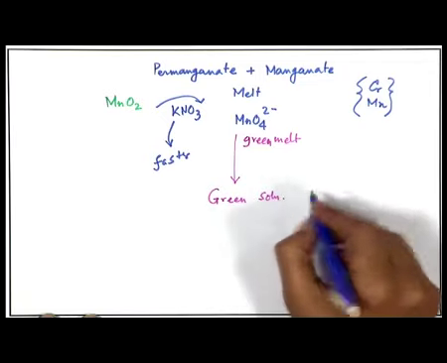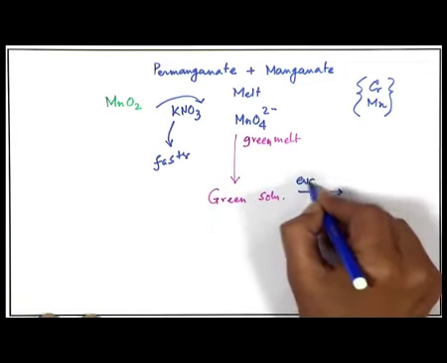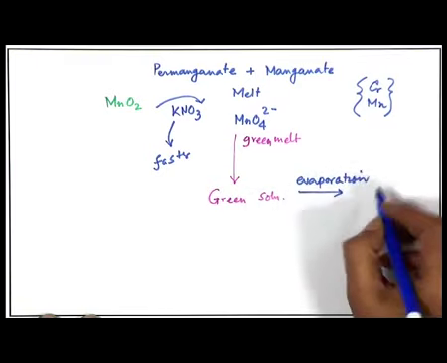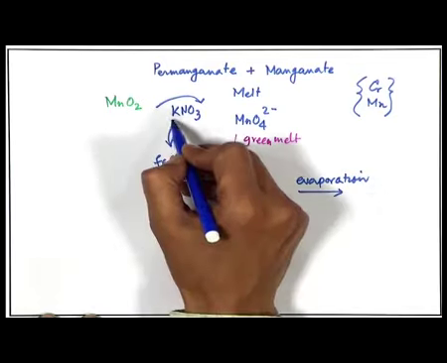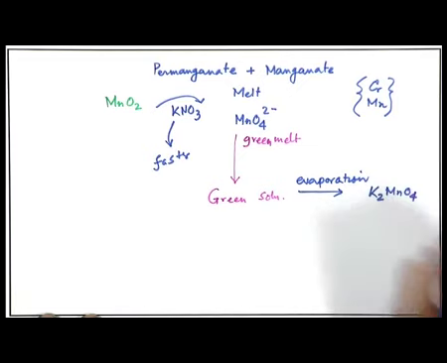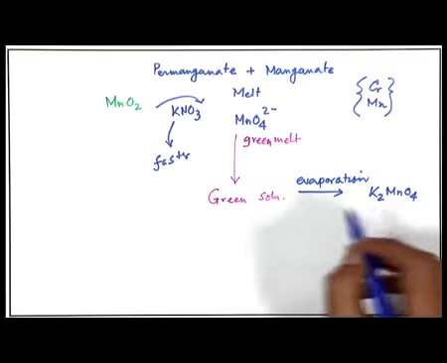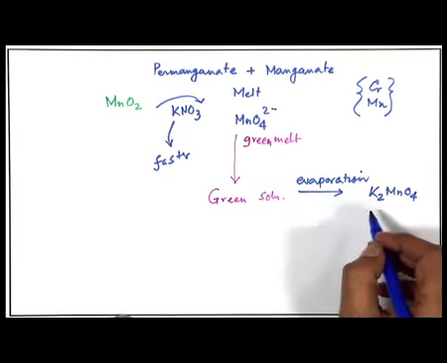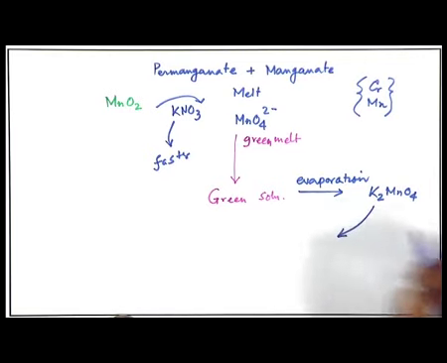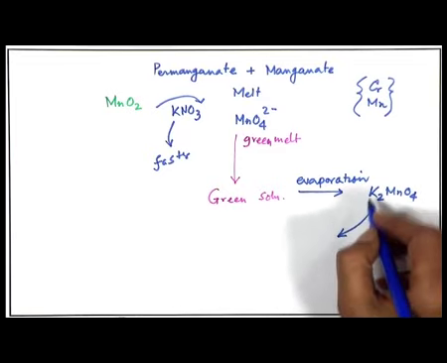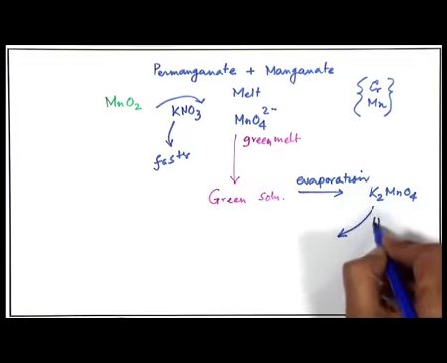From this green solution we go for evaporation. If we use potassium, this will give you K2MnO4. That K2MnO4 is the green solution which can react with water, forming permanganate as well as manganese dioxide. Or electrochemically this can be oxidized. So, this is the simple direct reaction of this with water molecules.